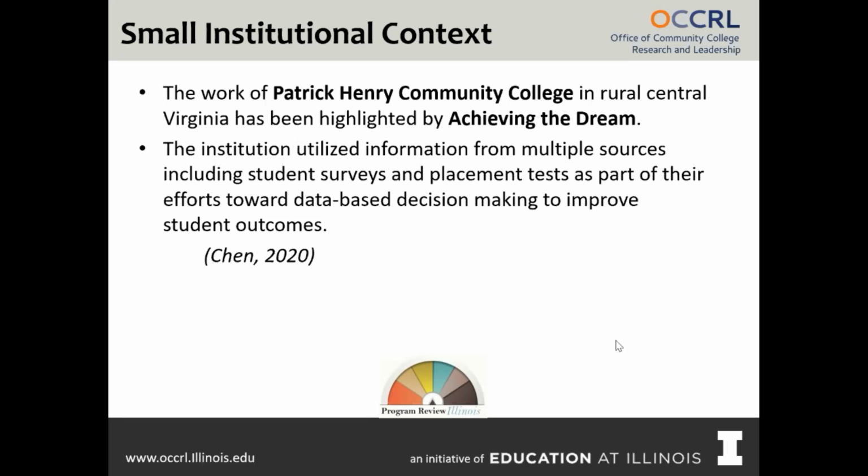So they utilized information from multiple sources, as this article cited here, which is linked in our slides. They really started to look at student surveys and placement tests as part of their efforts toward data-based decision making. So again, this is an example of a small institution that really prioritized looking beyond what we might have to report on, but how do we broaden what we're looking at to really identify trends, and then we can use those trends to inform our efforts at the program level? Or how does what we see at the program level influence what's going on in the broader institution?